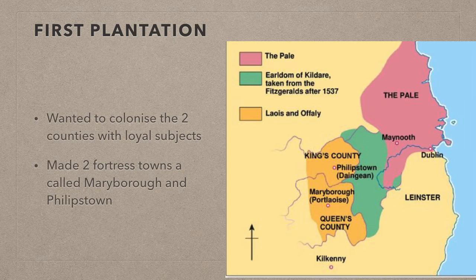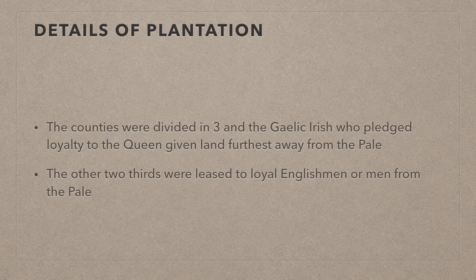The plan was to plant or colonise the 2 counties with loyal subjects. She turned 2 fortresses at the modern-day towns of Portlaoise and Dangan into county towns called Maryborough and Philipstown. The 2 counties were then divided into 3, with the Gaelic Irish who pledged loyalty to the Queen and promised to live in English style, given the land furthest away from the Pale. The other 2/3 were leased to loyal Englishmen or men from the Pale.